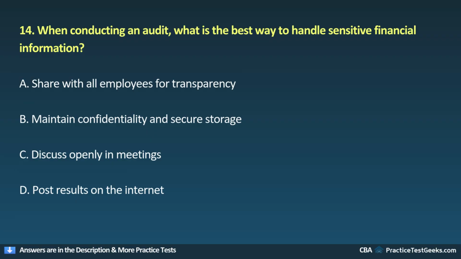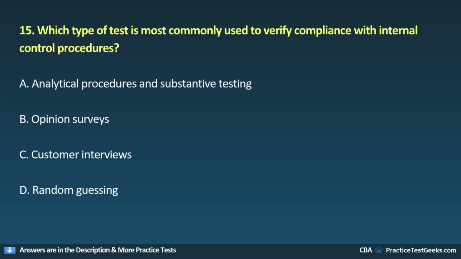14. When conducting an audit, what is the best way to handle sensitive financial information? A. Share with all employees for transparency. B. Maintain confidentiality and secure storage. C. Discuss openly in meetings. D. Post results on the internet.